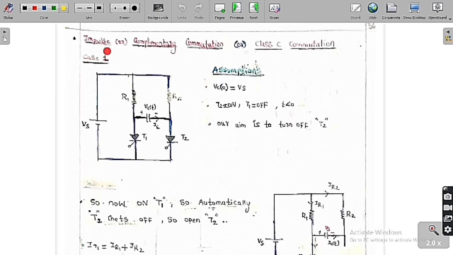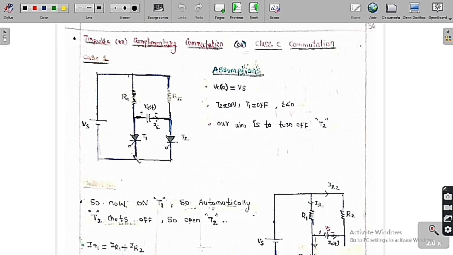Up to now we have discussed the class A commutation, also called the load commutation, whereas the class B commutation is also called the current commutation. But now we are going to discuss another commutation, which is the class D commutation. It is also called the impulse or the complementary commutation. In that there are two cases, and we are going to discuss each case individually. So now we are going to discuss case one.